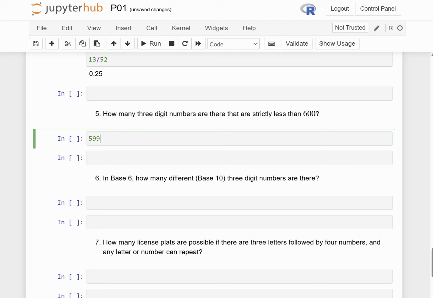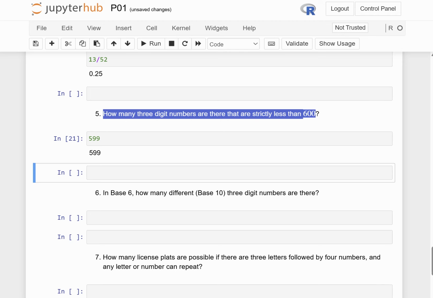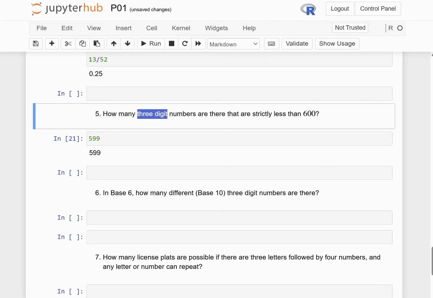I would say that the answer here is 599. Again, on a test, I might have to make this a little more specific so it's really clear exactly what 3-digit numbers we're allowing. But here we are allowing 001, 002, and for 11, 011, for 28, 028, right? If we allow those as 3-digit numbers, there are 599 three-digit numbers less than 600.